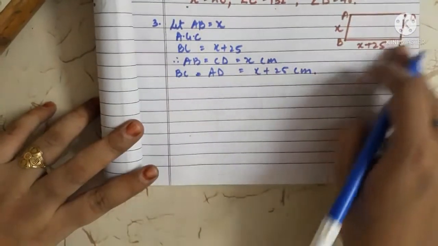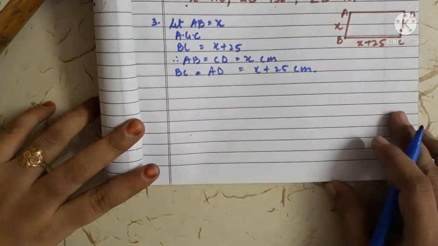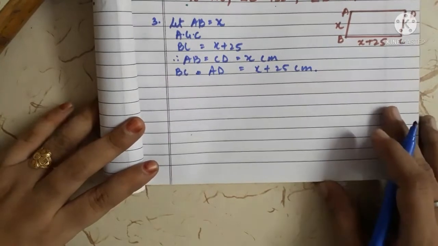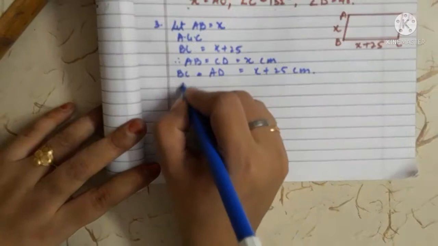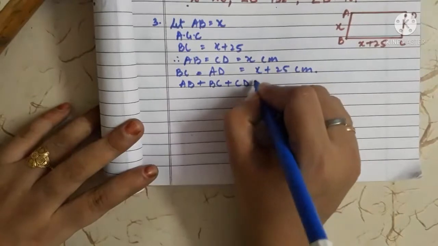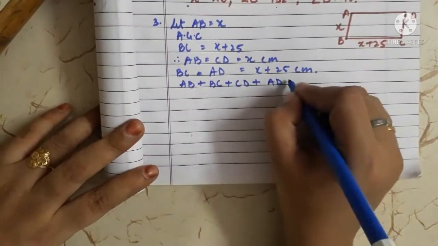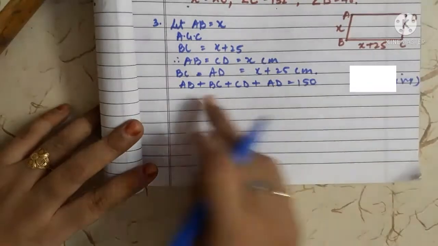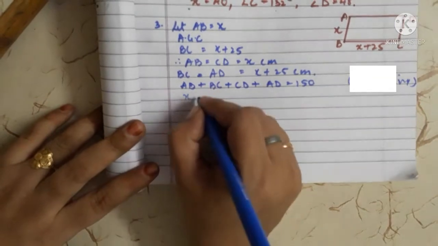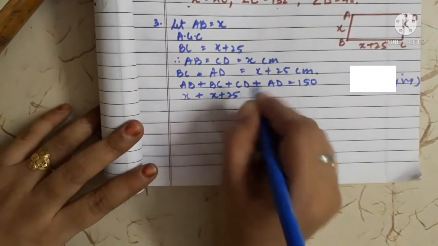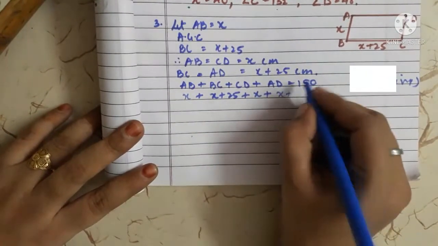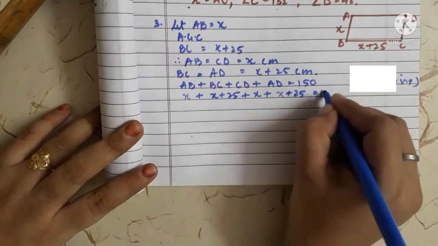Now we know what perimeter is. Perimeter is the addition of all the sides of any figure. It can be a parallelogram, it can be a square, rhombus, whichever it is. It is the sum of all the sides. So AB plus BC plus CD plus AD, all this will be equal to 150. Now we will substitute the values. AB is x, plus x plus 25, CD is x, and again AD is x plus 25. All this is equal to 150.